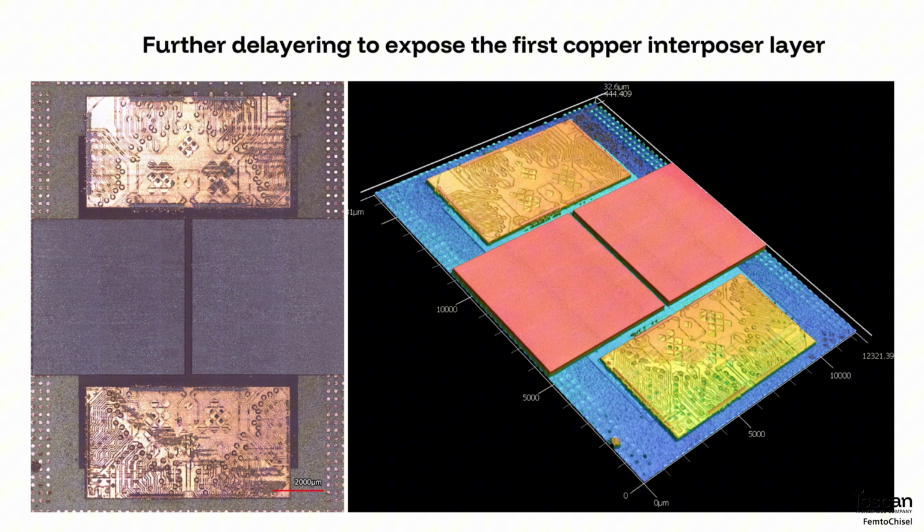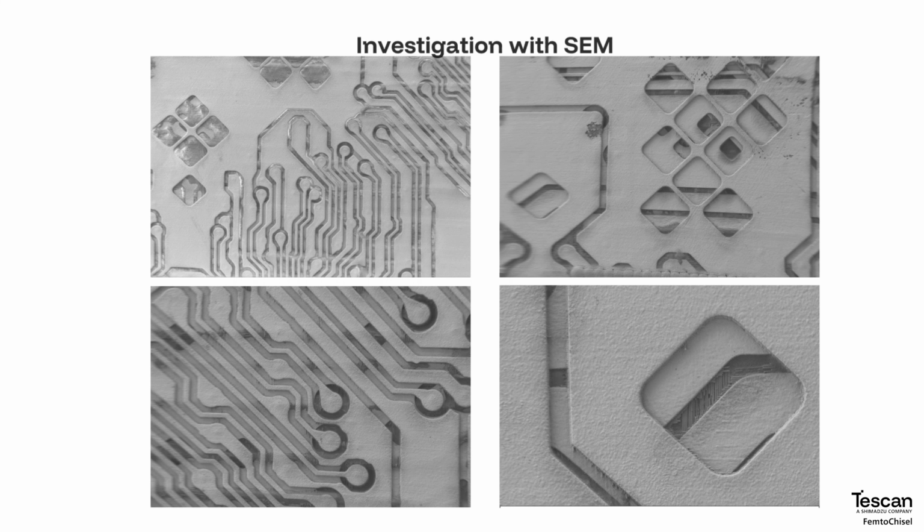We then continue laser delayering beyond the DRAM-associated structures and begin exposing the interposer metallization. Here, we reach the first copper layer, transitioning from the upper package structures into the buried interconnect architecture. SEM imaging allows us to inspect the exposed copper structures and evaluate the metallization pattern at these steps before continuing further.